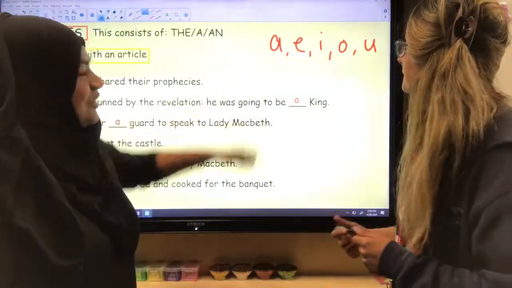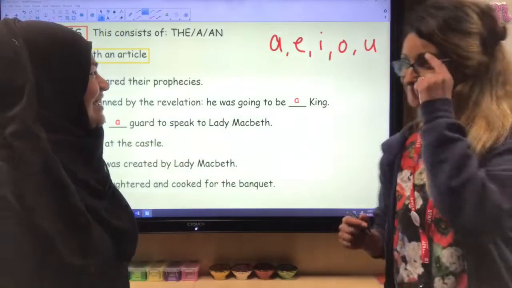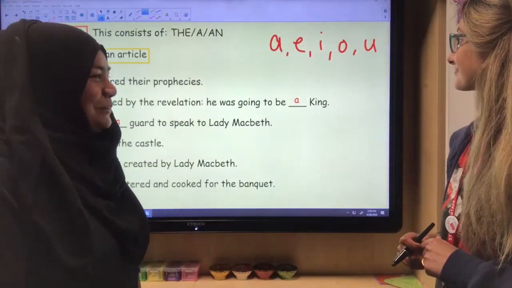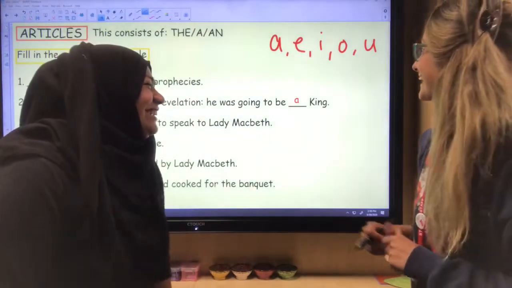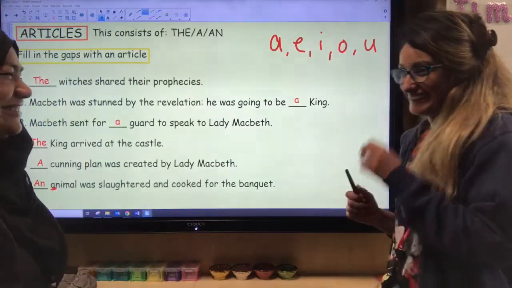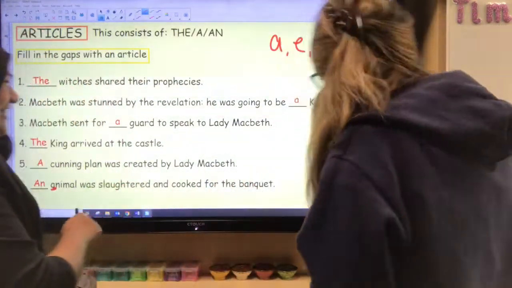Can I tell you my top tip for learning these vowels? Oh gosh, go on. A, E, I, O, U, bamboo. I don't know why. Oh, I had A, E, I, O, U, I love you. God, mine is better. Yours is so silly.